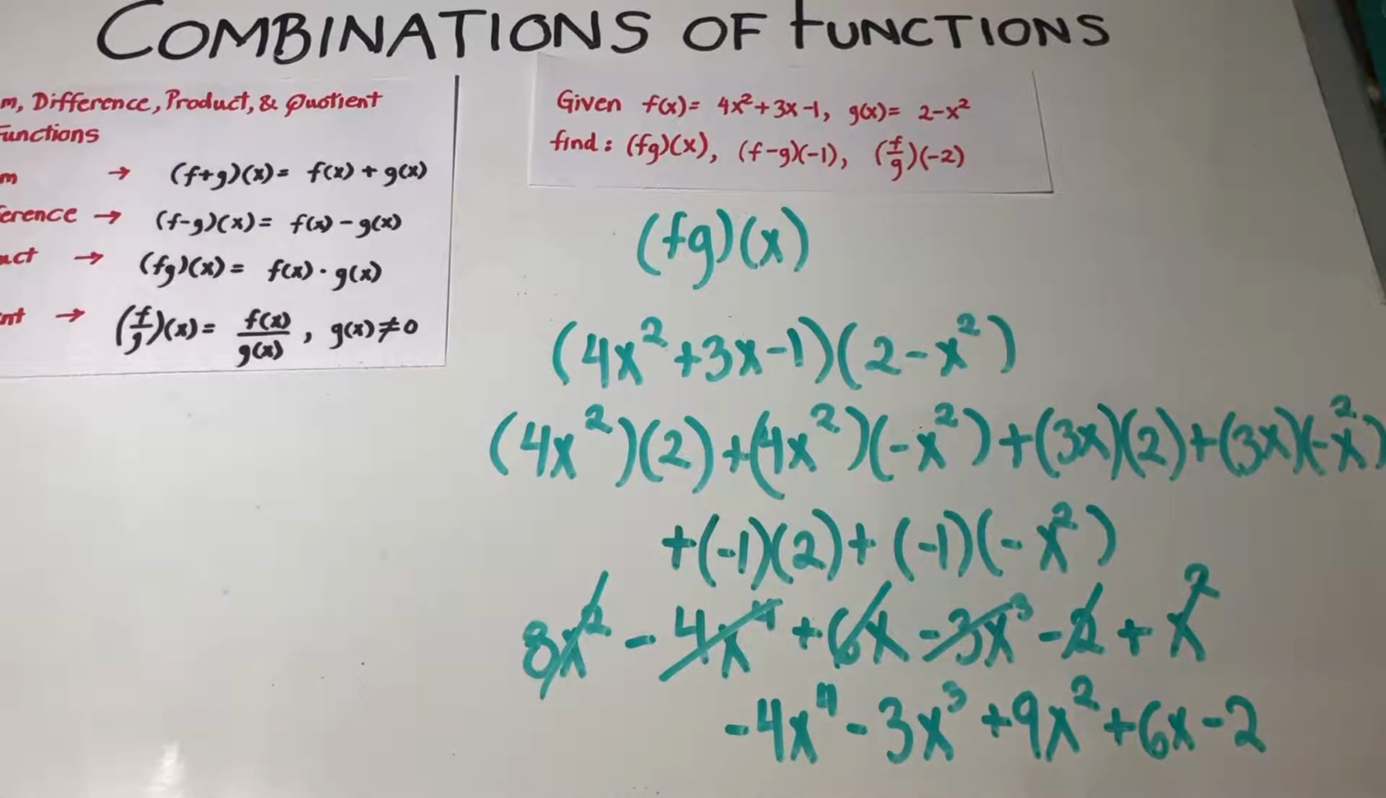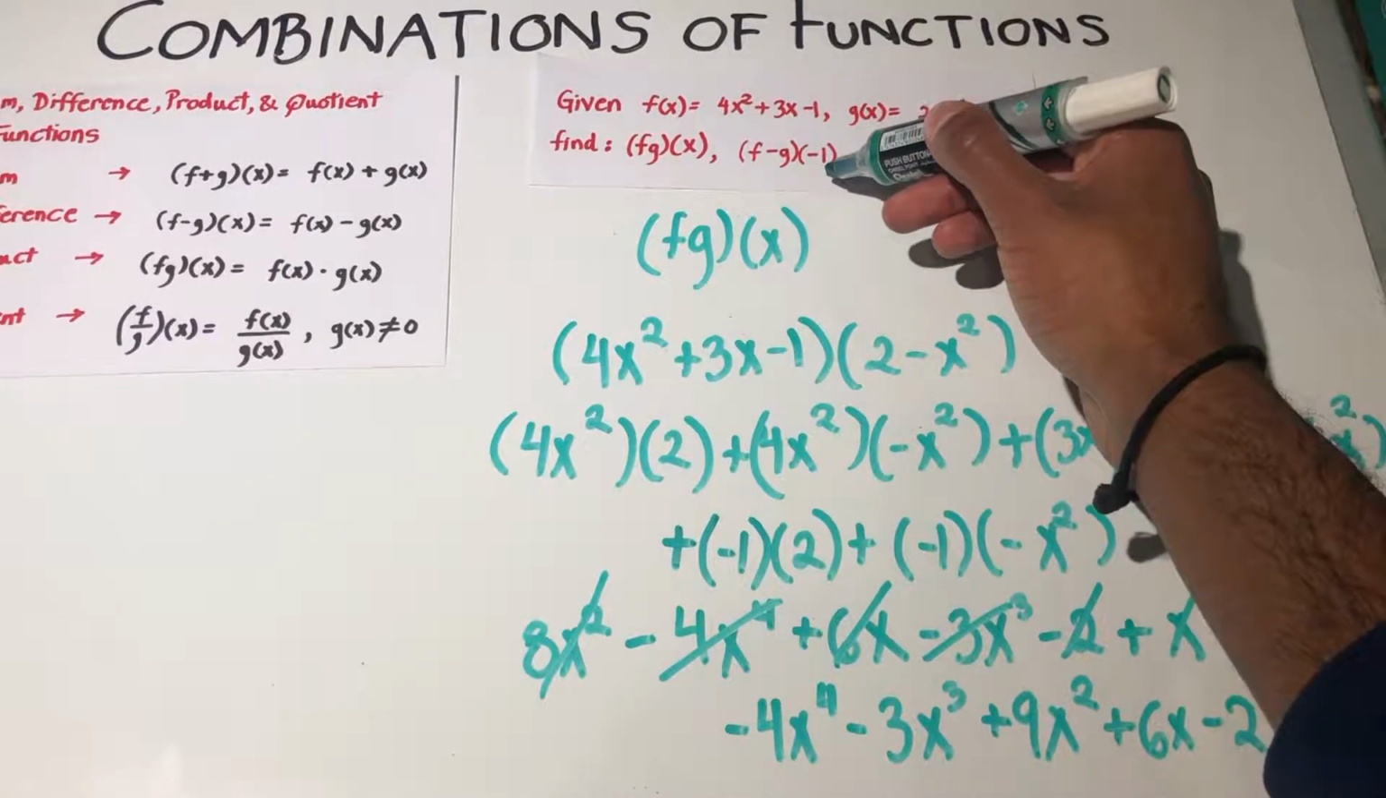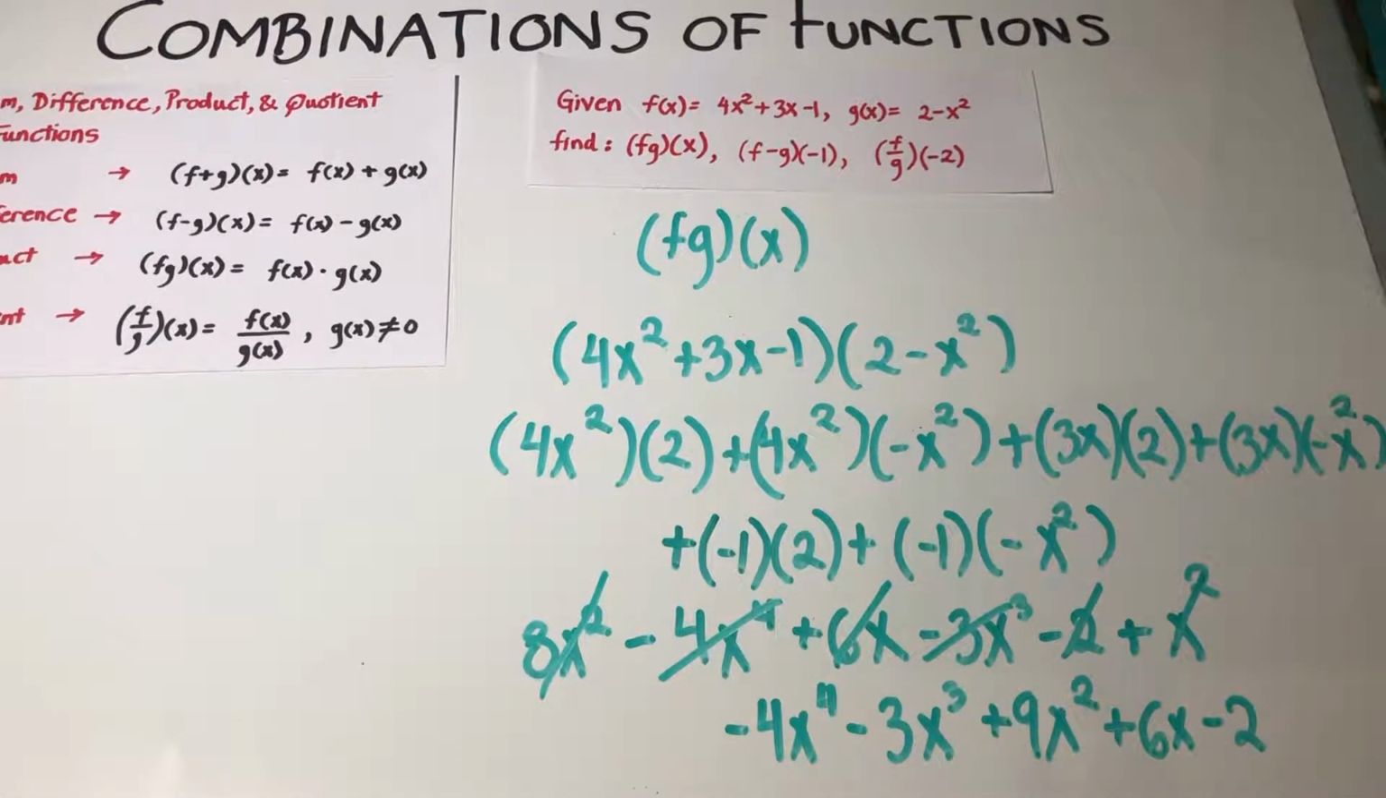So this is a big problem, but as you can see, if your algebra is consistent and if everything checks out, you won't really have a problem computing this. So we're gonna go ahead and do the second part of the problem, which is f minus g of negative 1. Let me find the eraser here. I think I dropped it. There we go.